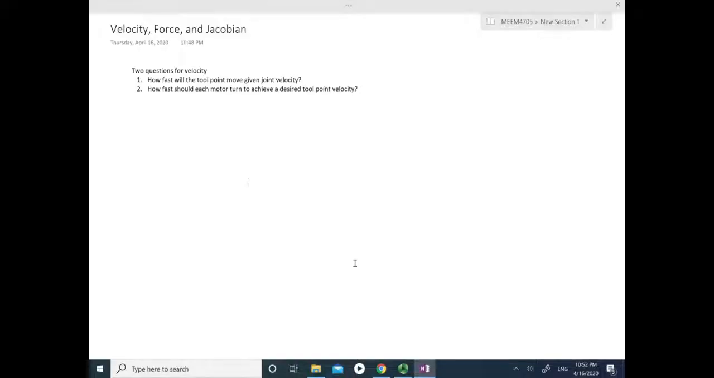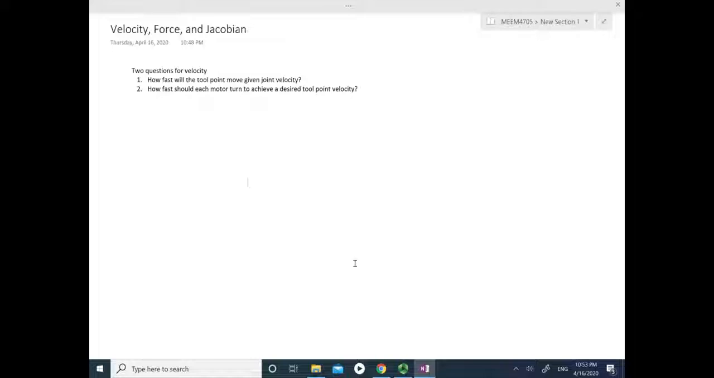Let's start to talk about a new topic, which is velocity, force, and the Jacobian. From the forward and inverse kinematics, we have solved the two questions. Now we extend from position to velocity and force, so that we are able to calculate not only the position of the tools, but also the velocity and the force of the tooling of the end effectors. Let's extend the questions to velocity.